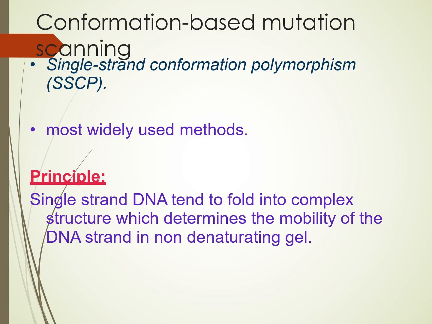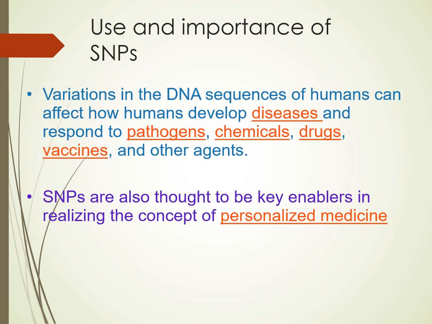Now the mobility of this single-stranded folded DNA will be affected by its shape, or by its folding pattern, or the complex structure that it has achieved by folding. Each DNA with a different sequence will be folded differently, and accordingly its mobility will be affected. So if two DNA sequences have a difference of even one nucleotide, their mobility will be different in the gel. In this way we can determine the presence of SNPs in the DNA sequence.